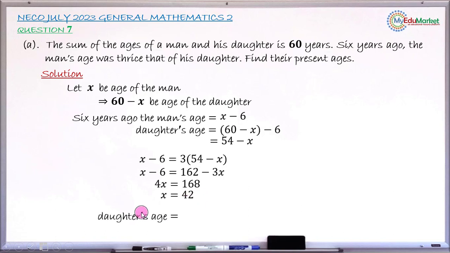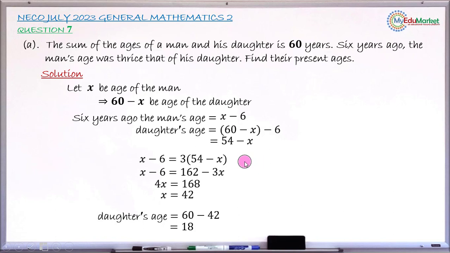Substituting X by 42 to get the age of the daughter. Remember, the age of the daughter we said is 60 minus X. So there I'm going to have 60 minus 42. Subtracting 42 from 60 gives me 18, which means presently the man is 42 years and his daughter is 18 years. This is the answer to this very question.